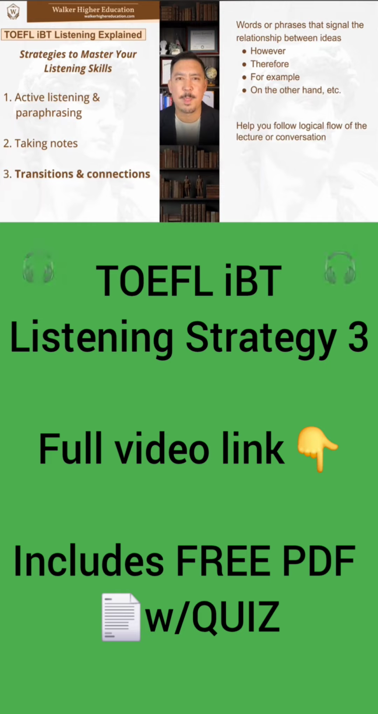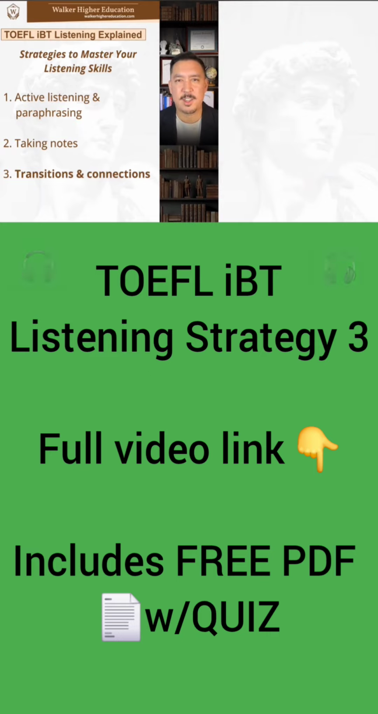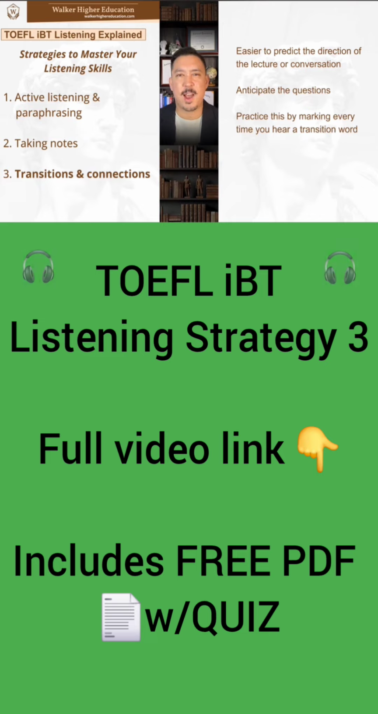For example, if a professor says, "We've discussed the benefits. However, there are also drawbacks," then you know the tone and focus are shifting to opposing ideas from what was already discussed. When you identify these transitions and connections, it's easier to predict the direction of the lecture or conversation and anticipate the questions. Practice this by marking every time you hear a transition word.